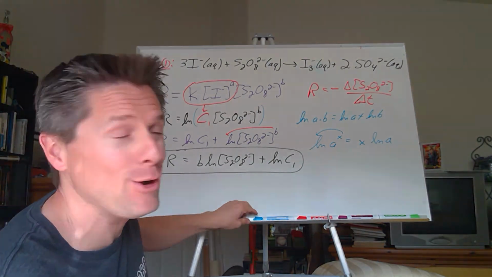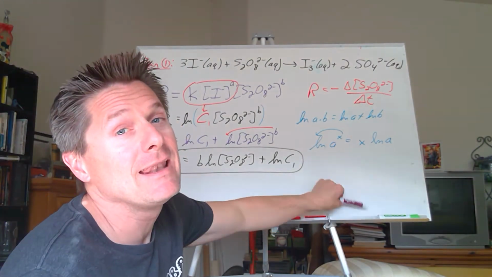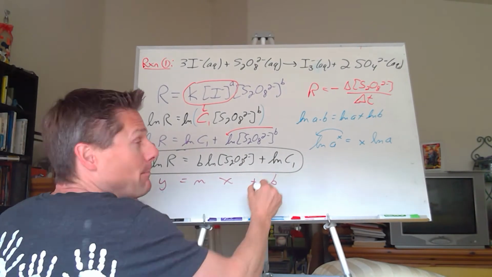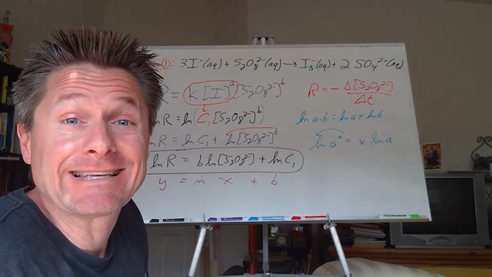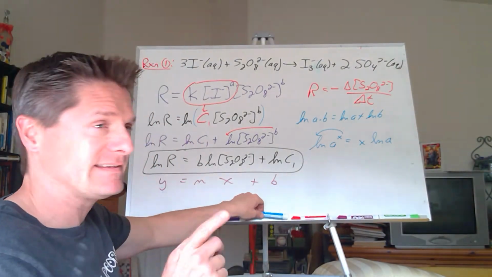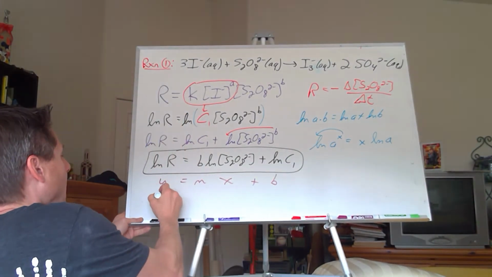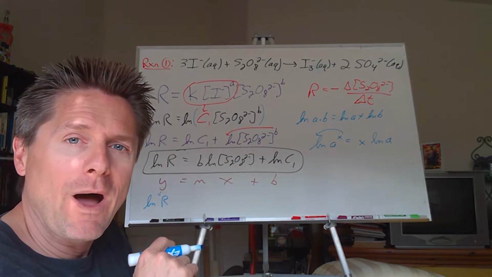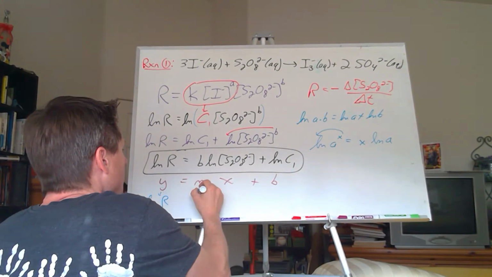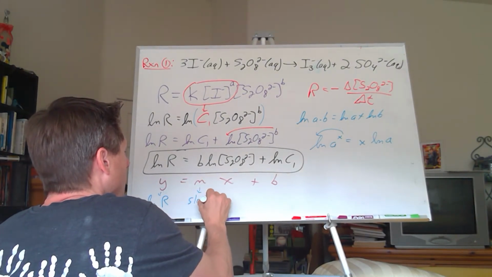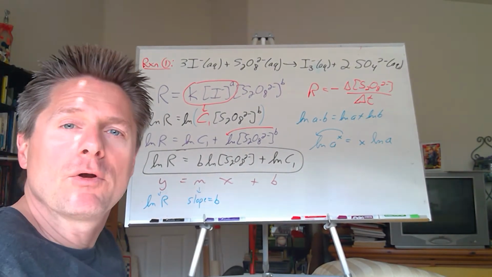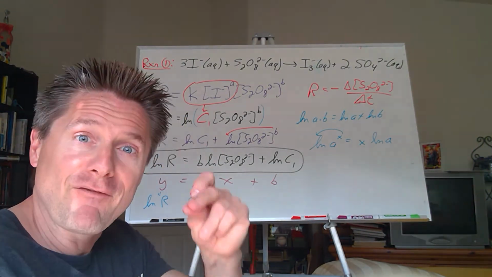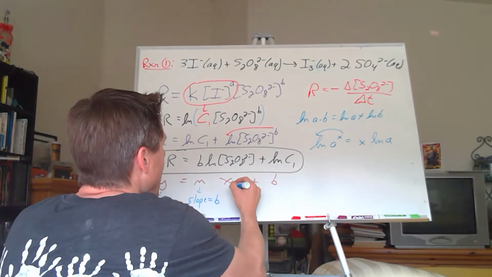Does that look familiar to you? Like y equals mx plus b. How many times have we done this already this semester? So in this scenario, y is the log of the rate. So we're going to plot that on the y-axis. The slope will be equal to the exponent with respect to the S2O8, which is what we're trying to solve for. So we get the slope of this graph. Boom, that's B.